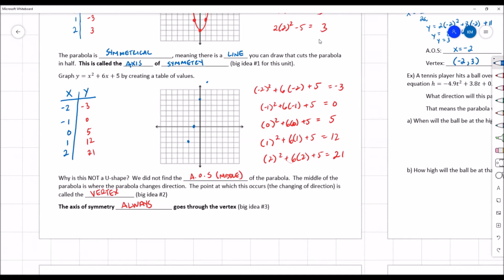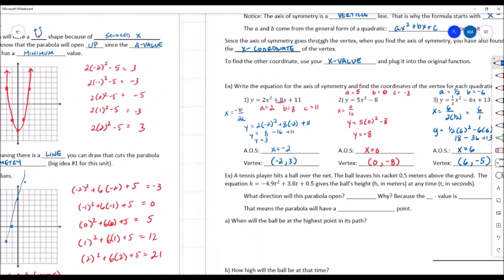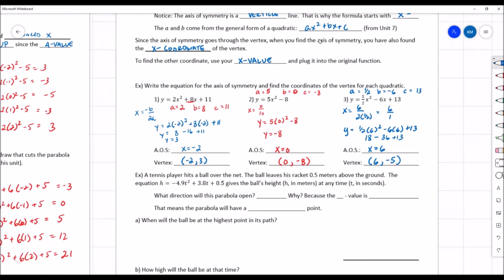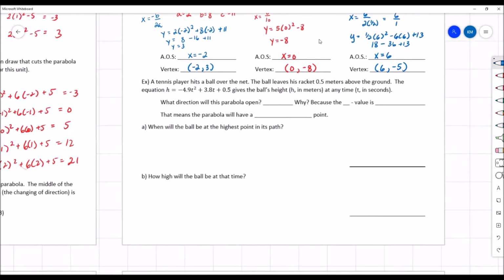Okay, and so we end up with this thing where we're like, wait a second, what's happening? Shouldn't this be a U-shaped curve? Yes, it will be a U-shaped curve, but we have to find the center. And that is what this is doing, helping us find the axis of symmetry, the line that cuts our parabola in half, and the vertex, the point in the direct center of our parabola. All right, so let's look at some applications to this.